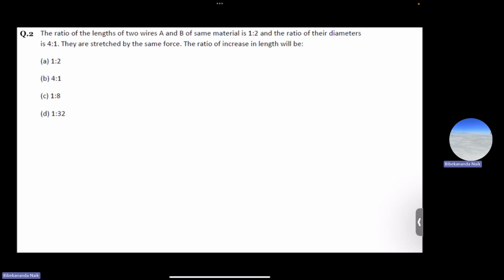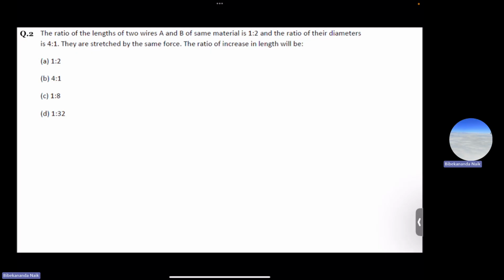Now we'll move to question number 2. Question number 2 says the ratio of the lengths of two wires A and B of the same material is 1 is to 2 and the ratio of their diameters is 4 is to 1. They are stressed by the same force, then the ratio of increase in length will be. Options are option A 1 is to 2, option B 4 is to 1, option C 1 is to 8 and option D 1 is to 32.